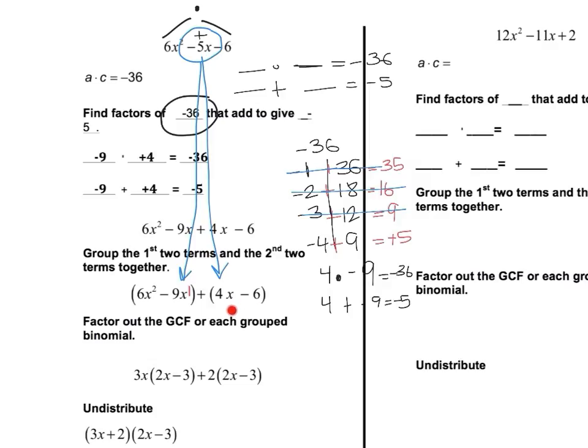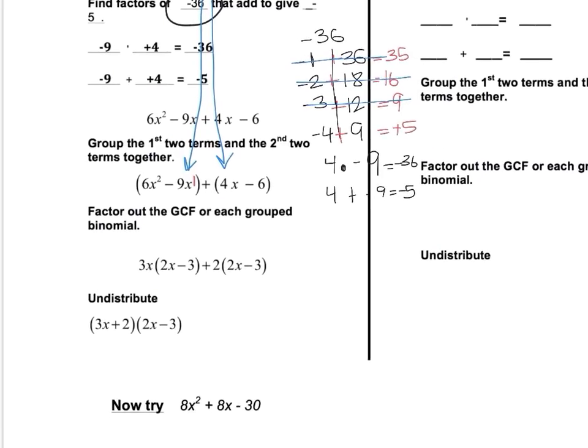What's common between them? 4 is an even number, 6 is an even number, so there's a 2 in common. 4x has an x, but 6 has no x, so there's no x in common. So the only thing in common between these two terms is a 2. So 4 divided by 2 is a 2. Since I did not factor the x, I copy it down. I copy down the minus, and then 6 divided by 2 is a 3. So this is how you find the GCF out of those two terms.